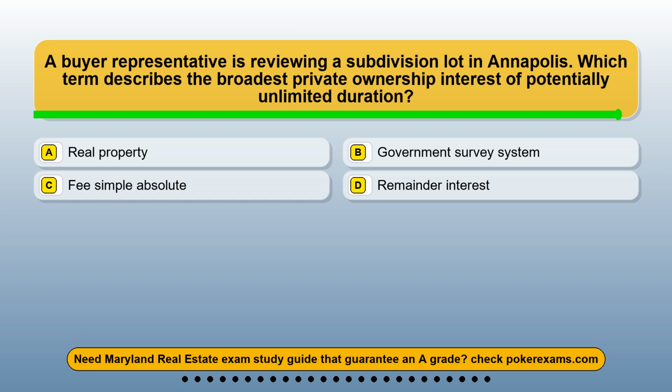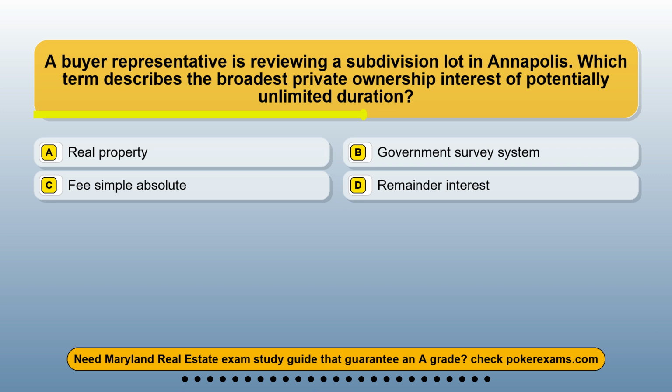Question 12. A buyer representative is reviewing a subdivision lot in Annapolis. Which term describes the broadest private ownership interest of potentially unlimited duration? Option A. Real property. Option B. Government survey system. Option C. Fee simple absolute. Option D. Remainder interest.